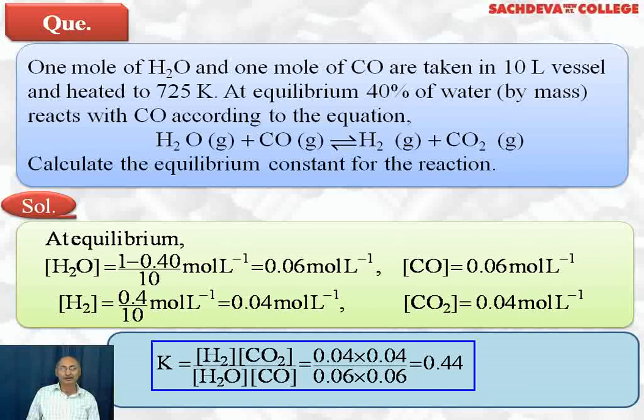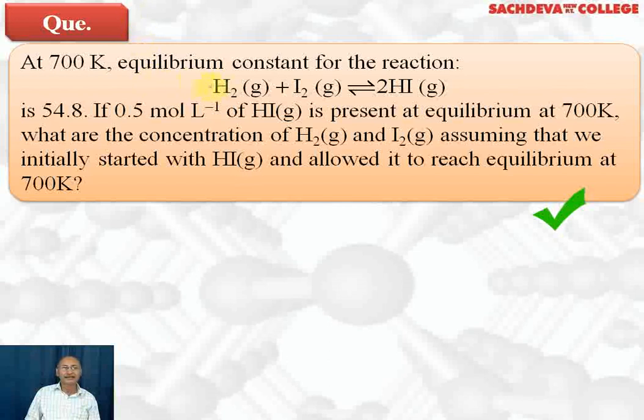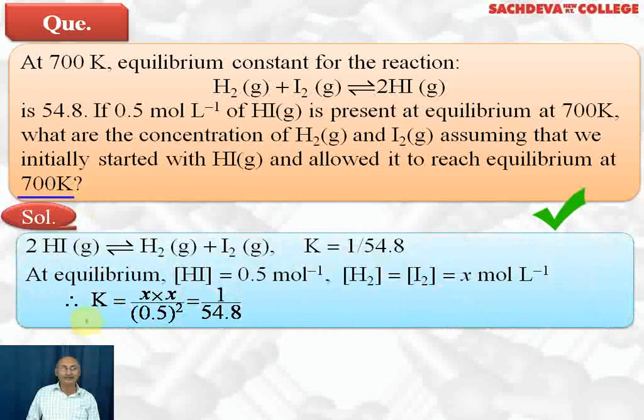of gaseous products. At 700 Kelvin, the equilibrium constant for the reaction H2 gas plus I2 gas gives you 2HI gas is 54.8. If 0.5 moles per liter of HI gas is present at equilibrium at 700 Kelvin, what are the concentrations of hydrogen and iodine, assuming that we initially start with HI and allow it to reach equilibrium at 700 Kelvin?